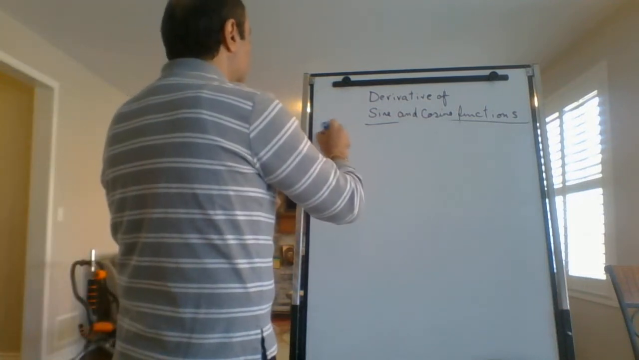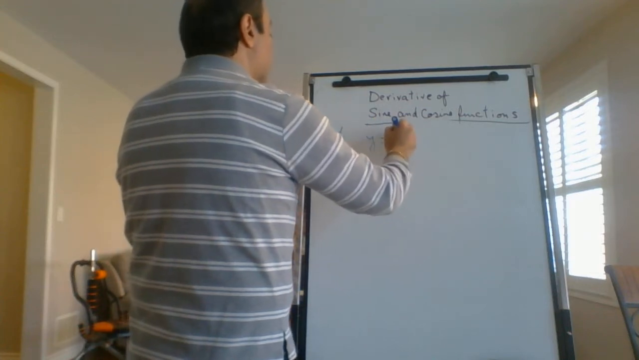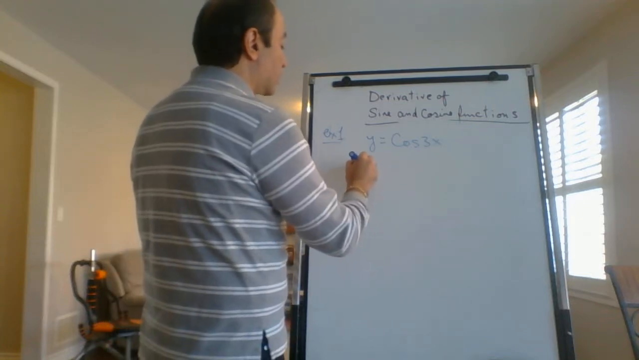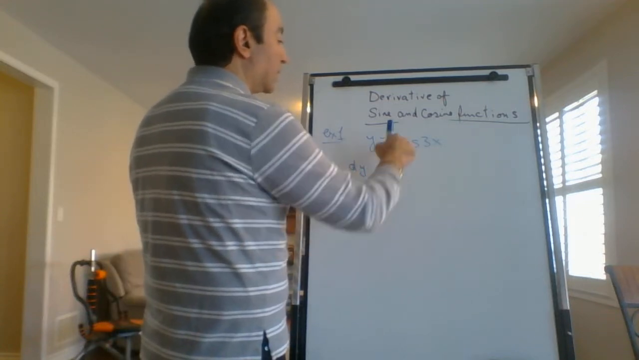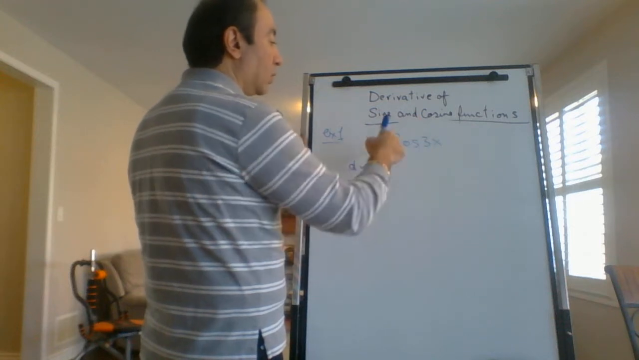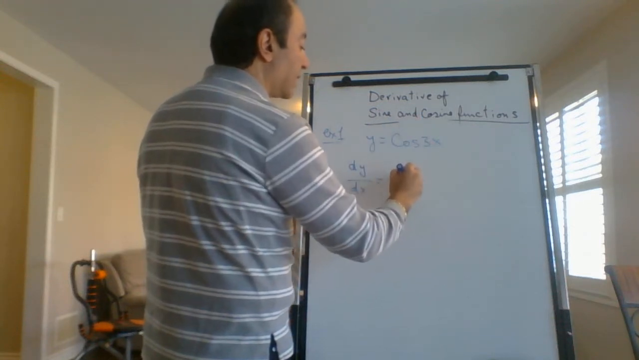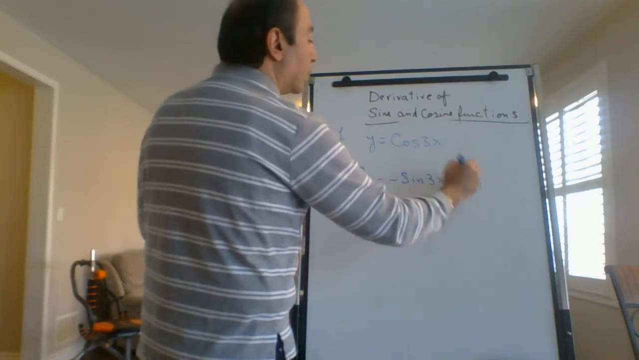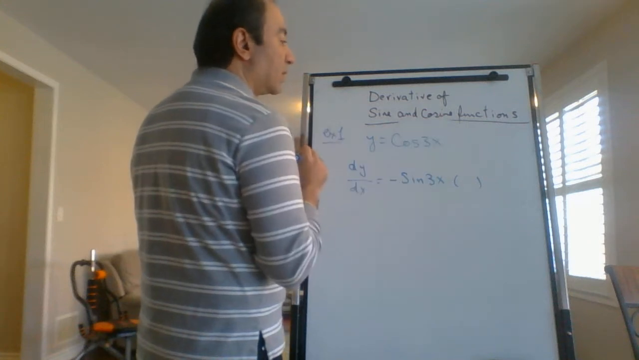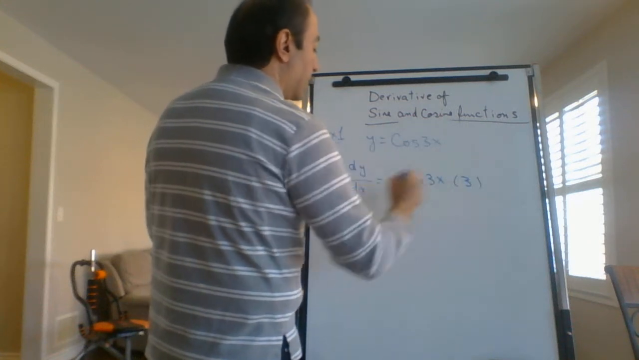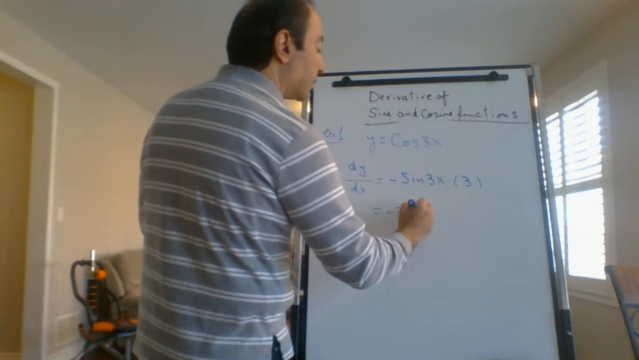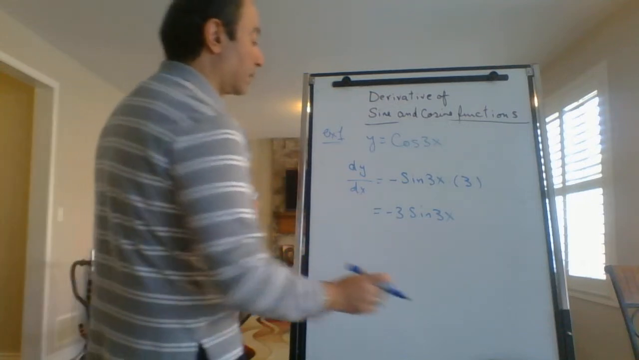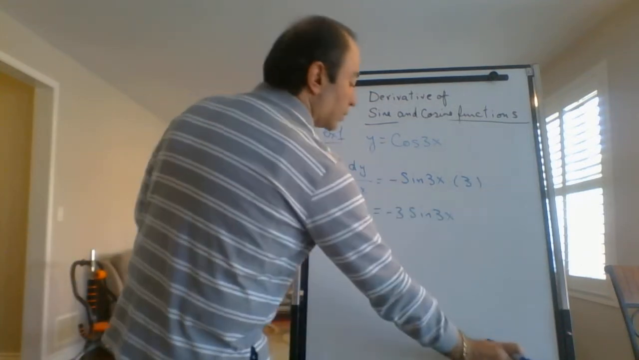Example 1, y equal cosine 3x. So dy by dx or y prime will equal, this is in the form of cosine f of x. So derivative of cosine anything is negative sine that thing, times the derivative of f of x, which is 3x, the derivative of 3x is 3. And then we can write this in a better way, negative 3 sine 3x. Okay, this is the first example. So the derivative is this.